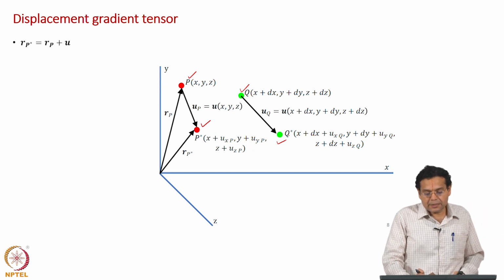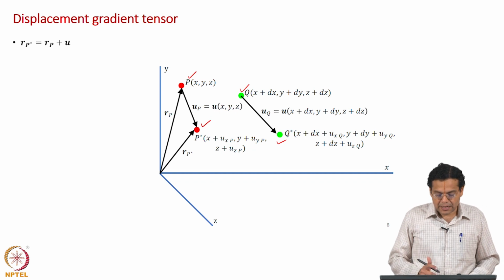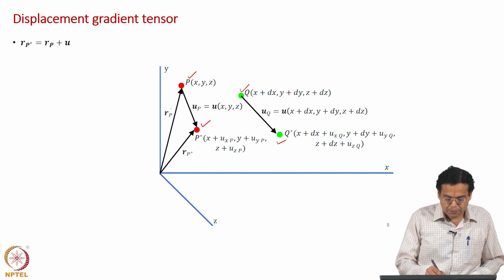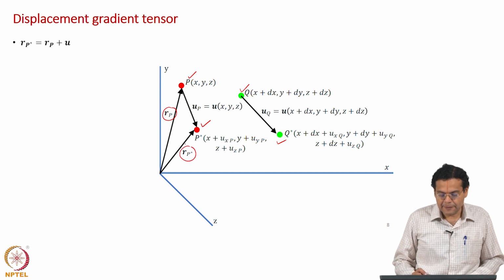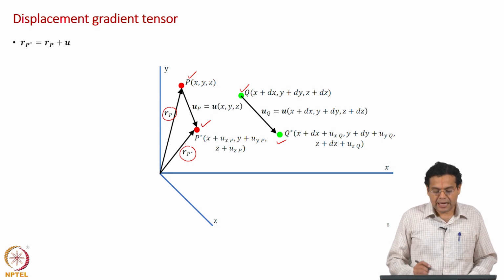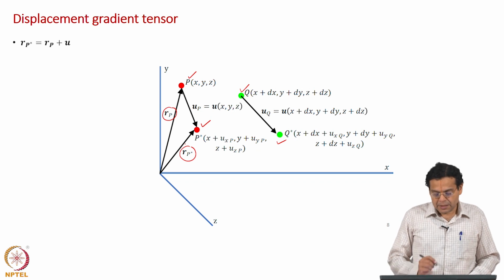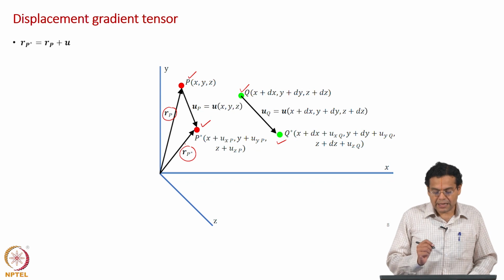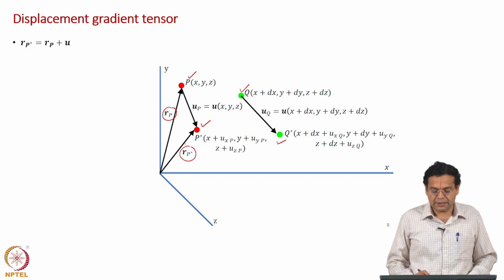Okay. R P and R P star are position vectors. What do I mean by position vectors? The vector joining the origin and the point of interest. So, the vector joining origin and point P is R vector P. The vector joining origin and P star is R vector P star, they are position vectors.